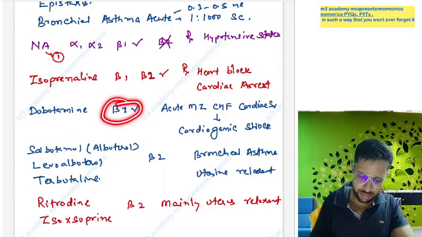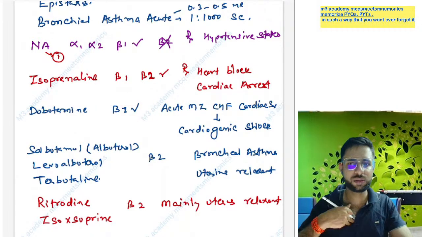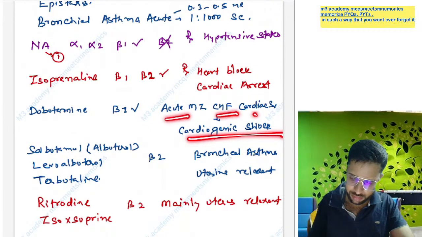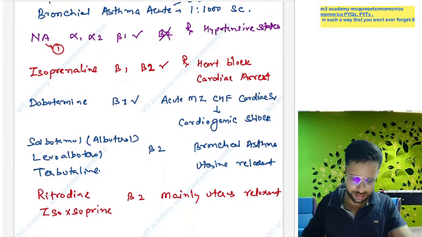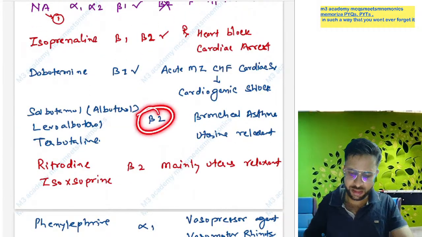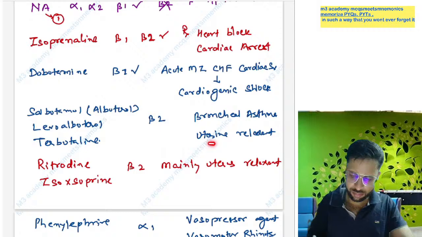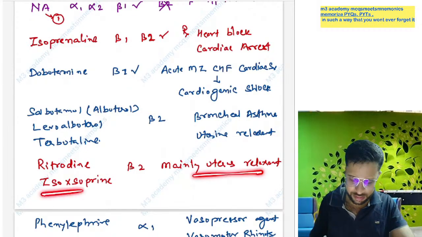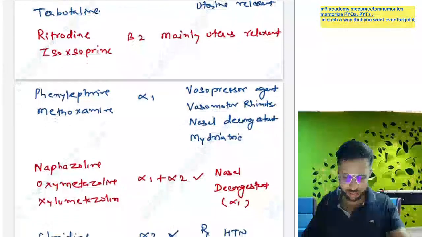So dobutamine beta 1 पे काम करती है. Beta 1 is on heart, so heart conditions like the cardiogenic shock by the acute MI, CHF and the cardiac surgery. Now salbutamol, levosalbutamol and terbutaline are beta 2 agonists used for the asthma and as uterine relaxant. Ritodrine is a specific drug for the uterine relaxant and also isoxsuprine.